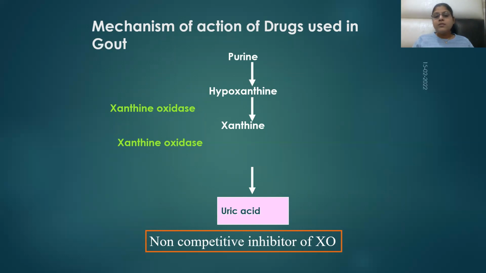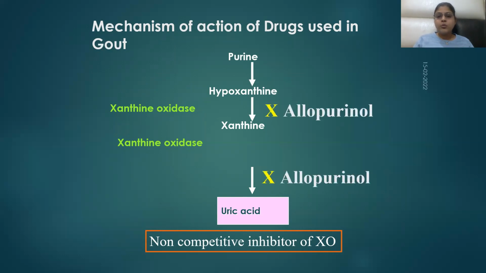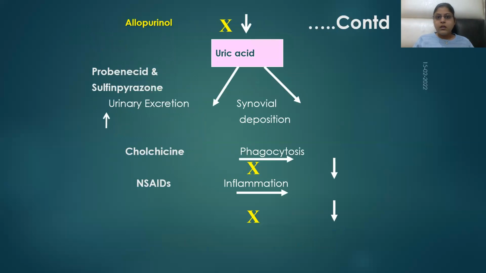So this xanthine oxidase has to be blocked. Its action has to be blocked. The competitive inhibitor of xanthine oxidase is allopurinol, which inhibits the xanthine oxidase. So no formation of uric acid takes place, and the levels of uric acid in the body decrease. Xanthine gets converted to uric acid, and then there is urinary excretion or synovial deposition.